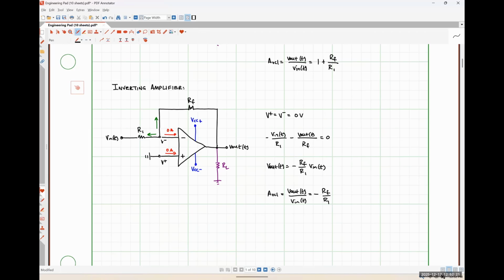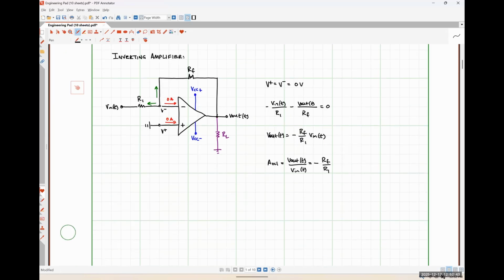Okay, so the next one that we're going to look at is going to be called a weighted inverting summing amplifier. And it is just a modification of this circuit. And the modification will be that we're going to have multiple input signals instead of just a single input signal. Okay.